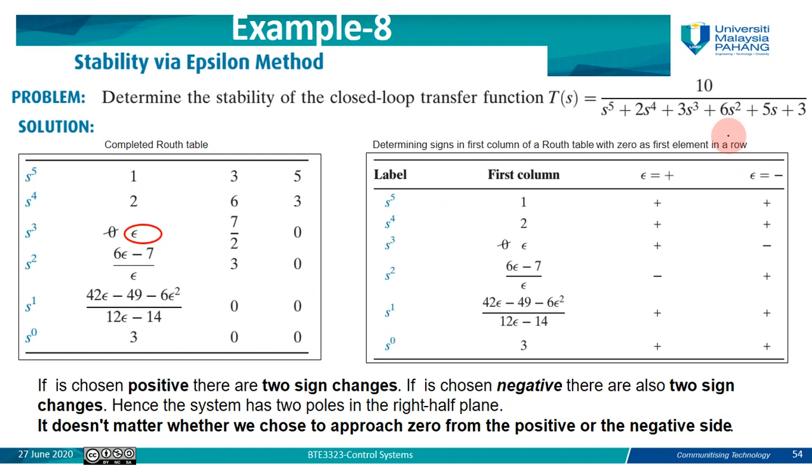This is the first example, the case where you have a 0 in the first column of the Routh table. Okay, so we have a 0 here, and this 0 will not allow us to determine if our system is stable or not, because we cannot say 2 to 0 is positive. No, we cannot say 0 to this value is negative. Okay, so we cannot decide.